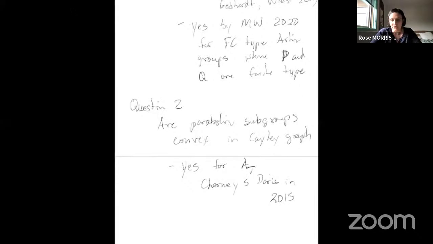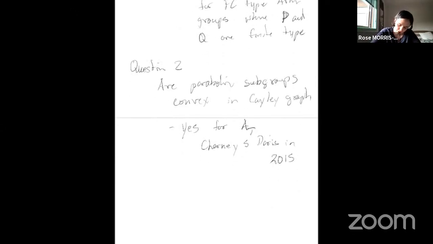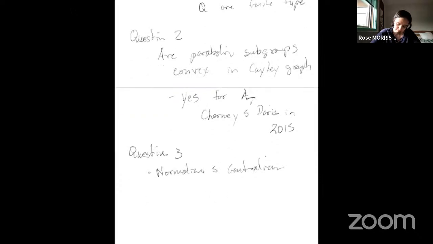But again, anytime you start conjugating by something, you don't really know what's going on. Here's maybe, let's call this question number 3. What are the normalizers and the centralizers in an Artin group?